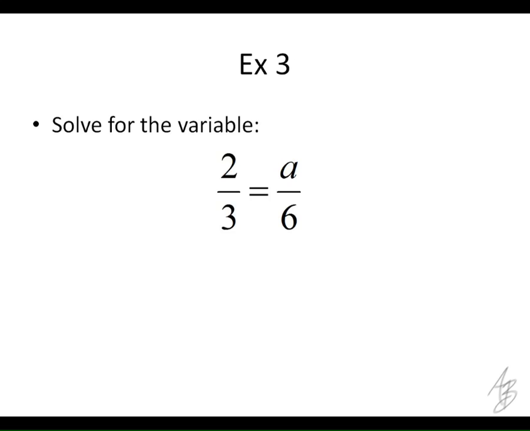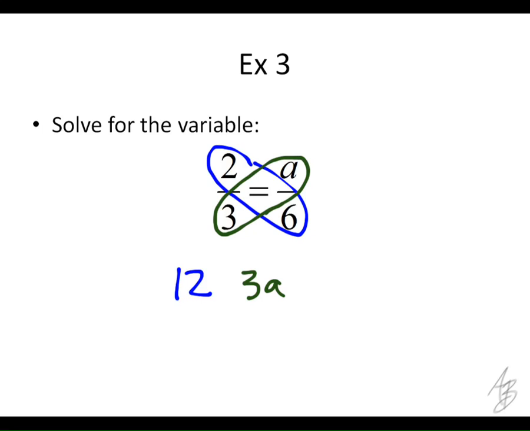Atlas? Yeah. Okay, so when we multiply the 2 times the 6, we're going to get 12. And then on the other side, when we multiply the 3 times the a, what do we get? 3a. So we've got the equation 12 equals 3a. And then Atlas, what do I do to solve that equation? Yeah, we need to divide by 3 here to get rid of the 3 in front of the a, and we divide by 3 here because whatever we do on one side, got to do on the other.